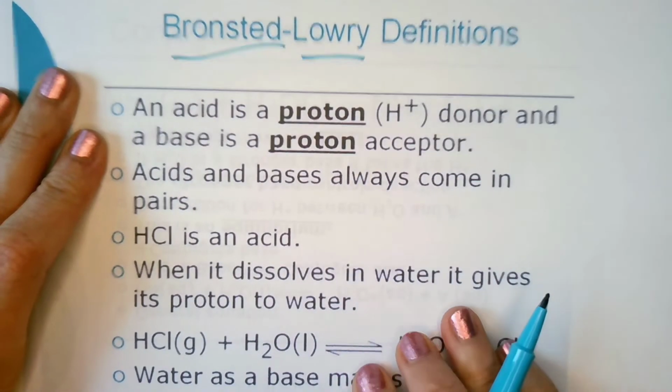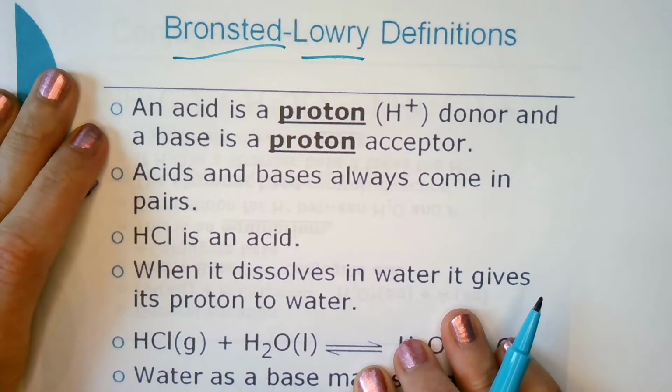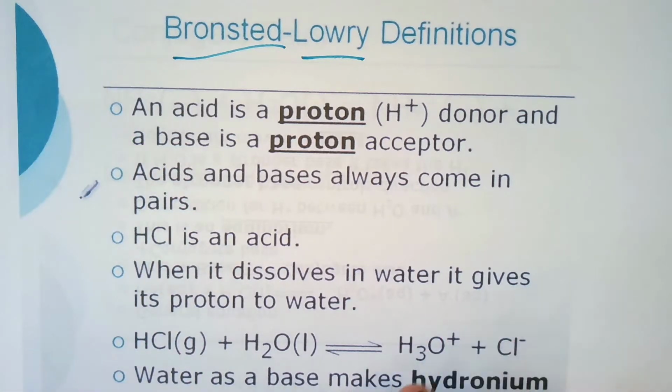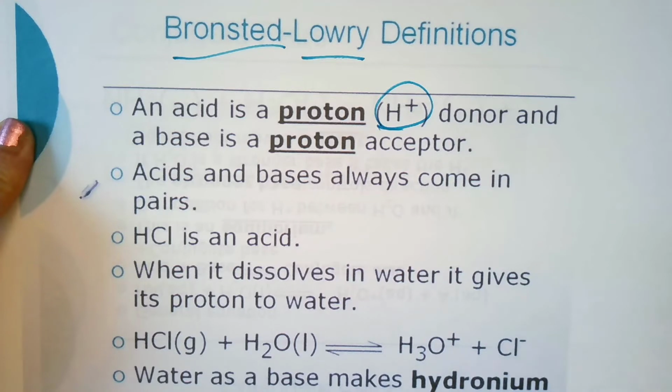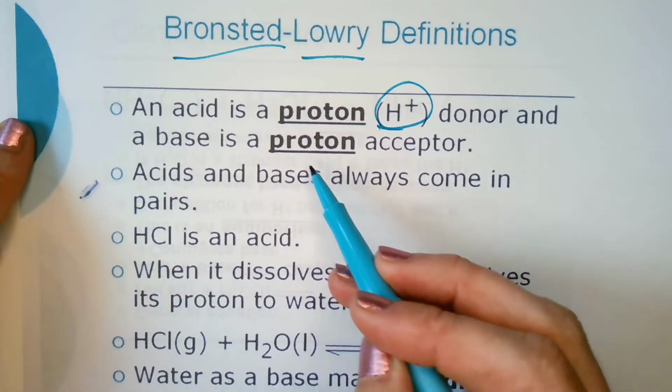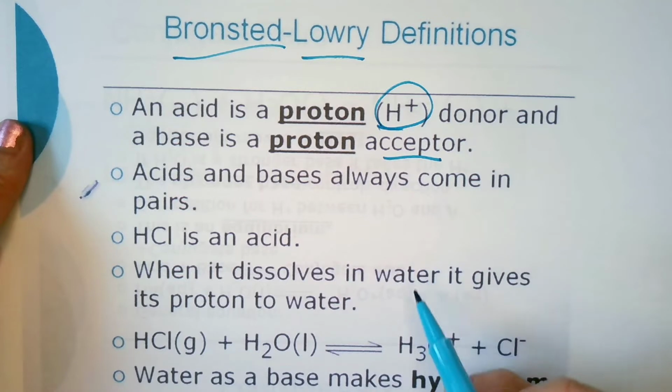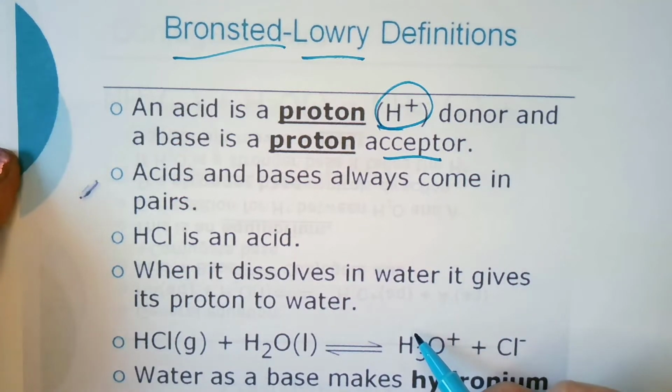So here we have Bronsted-Lowry theory. Bronsted-Lowry are two different chemists. There's a hyphenated name, Bronsted and Lowry, working together on definitions of acids and bases, came up with the following. Acids we call proton donors. Proton is another way of saying a hydrogen ion. Proton and hydrogen ion are used interchangeably. A base is a proton acceptor.